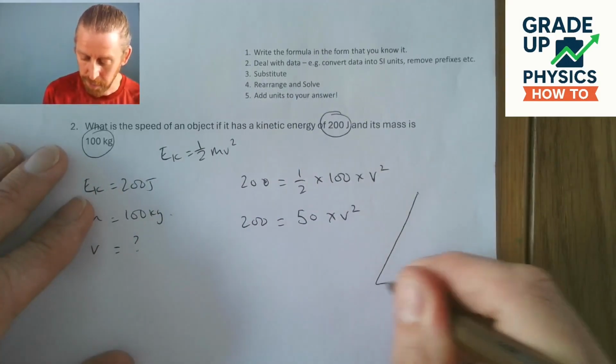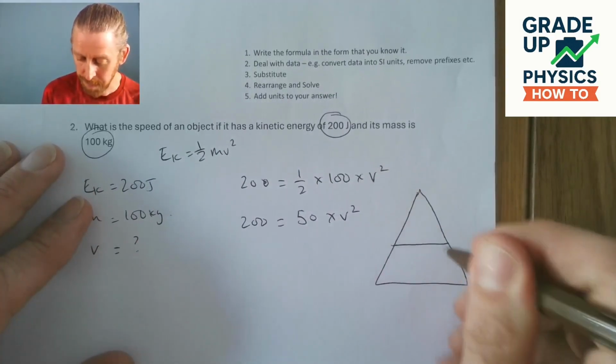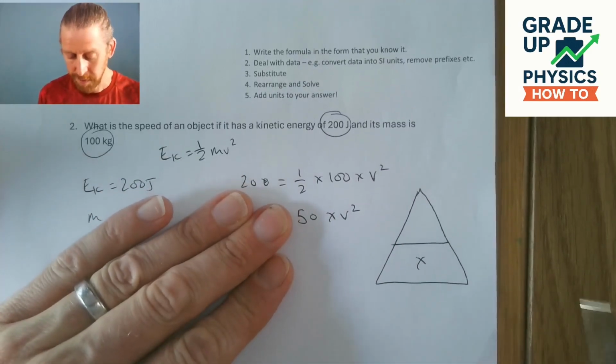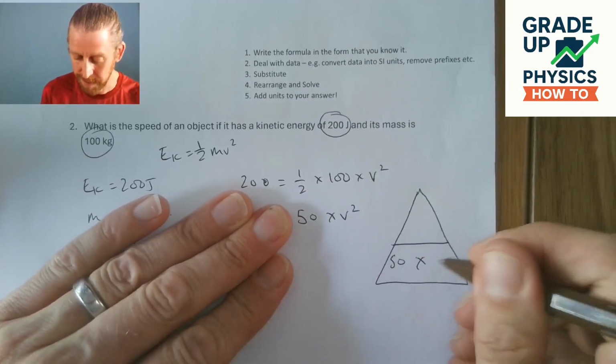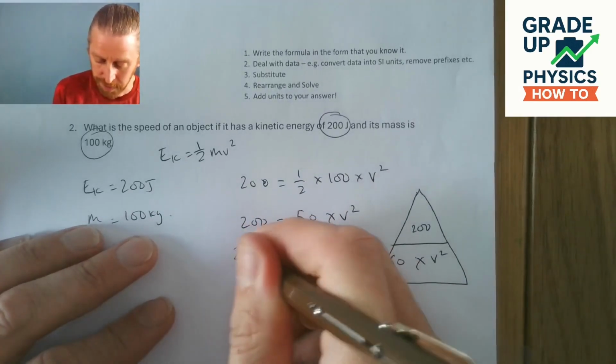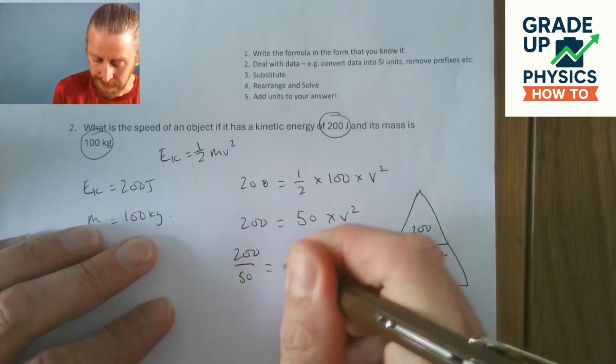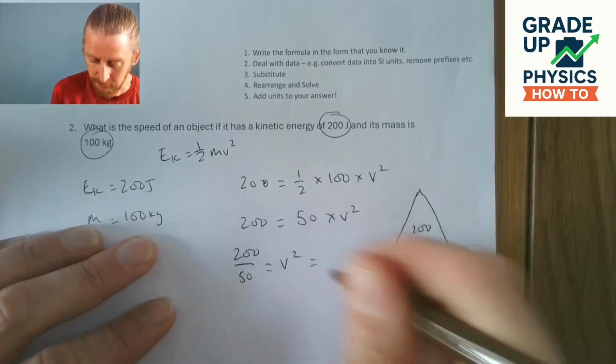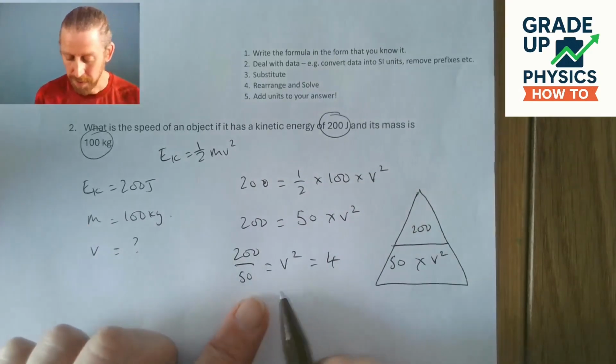Again, we can use our formula triangles if that's what you prefer. Cover up the side with only one thing, so we're left with 50 times by v squared, and then the 200 goes in the top. So 200 over 50 equals v squared, and that's of course going to equal 4. But we haven't finished here.